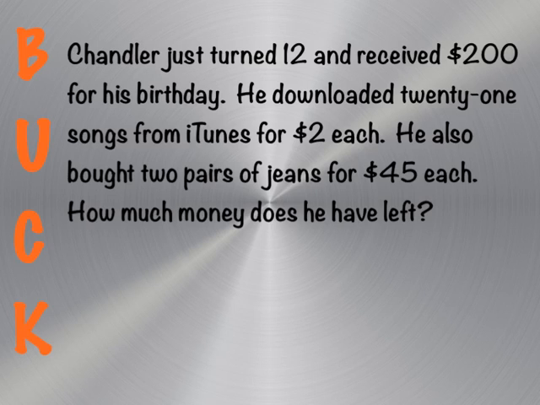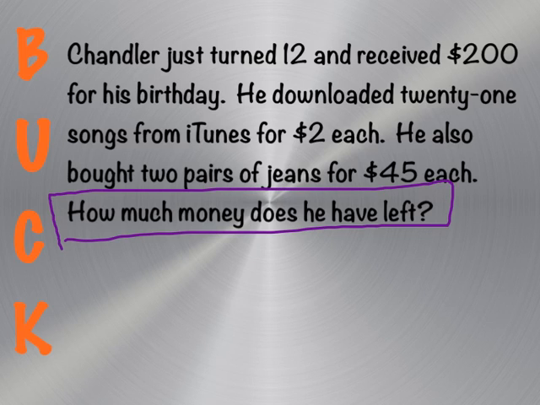So the B in buck stands for box the question. So let's do that now. The question asks, how much money does he have left? The U stands for underline the important information. So to solve the question, how much money has he left, I first have to know, well, how much did he start with? Well, he received $200. Okay, and from there, he spent money. So how much did he spend? Well, he bought 21 songs for $2 each. He also bought 2 pairs of jeans for $45 each.